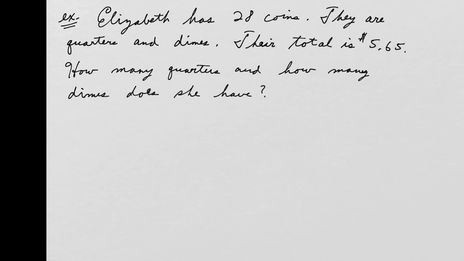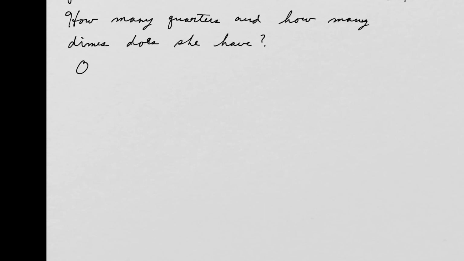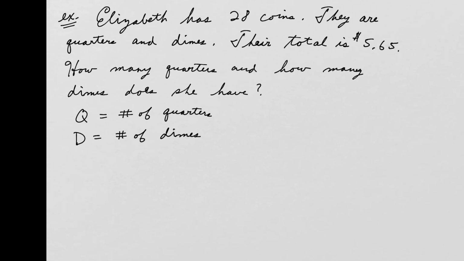All right, so again, to start off, let's create variable names. You could use X and Y, and sometimes it's easy to just use X and Y. But in this case, since we're talking about the number of quarters and number of dimes, let's use maybe Q and D. Okay, so let's say Q represents the number of quarters, and then D represents the number of dimes. All right, so now we need to come up with two linear equations that involve Q and D based on the information that we're given.